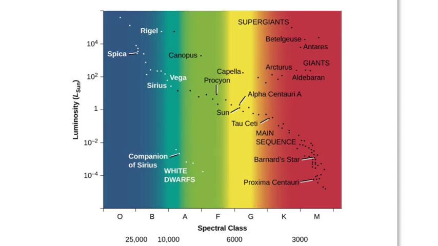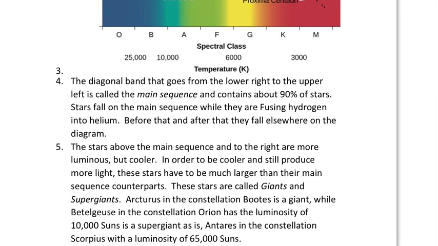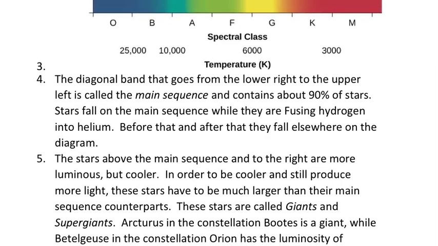Let me see if I've got all that on there. So the diagonal band that goes from the lower right to the upper left is called the main sequence. It contains about 90% of stars. Stars fall on the main sequence while they are fusing hydrogen to helium. Before that and after that, they're elsewhere on the diagram. And so the main sequence, again, is the stars that are fusing hydrogen to helium. That's what stars do for most of their lifetime. In fact, for about 90% of their lifetime on average.